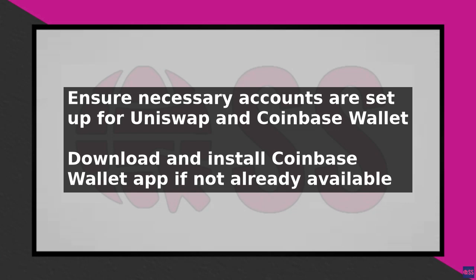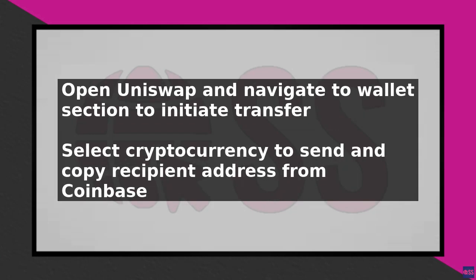Next, open Uniswap and navigate to the Wallet section. Then click on the Send button. Select the cryptocurrency you want to send, such as Ethereum or a specific token. Copy the recipient address from your Coinbase wallet, which can be found in the Receive section of the app.